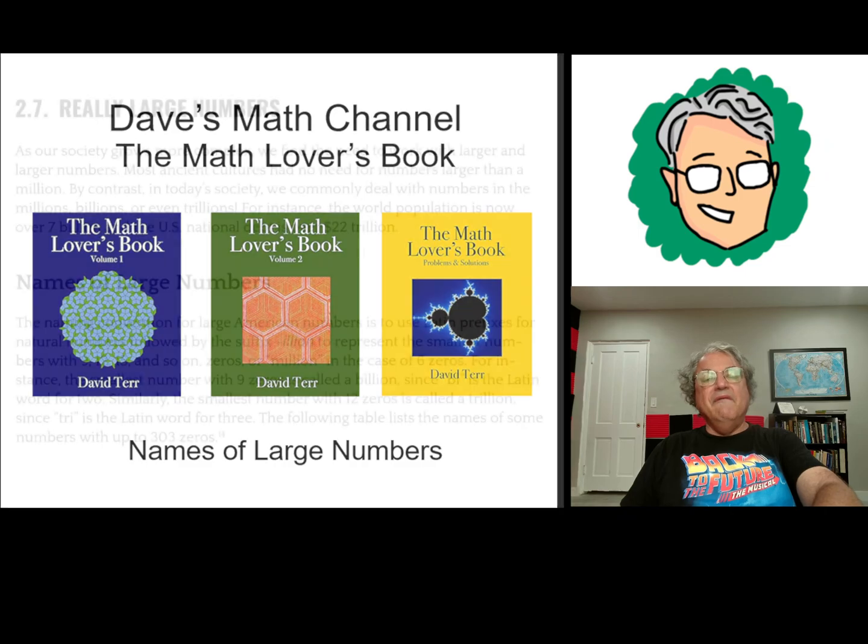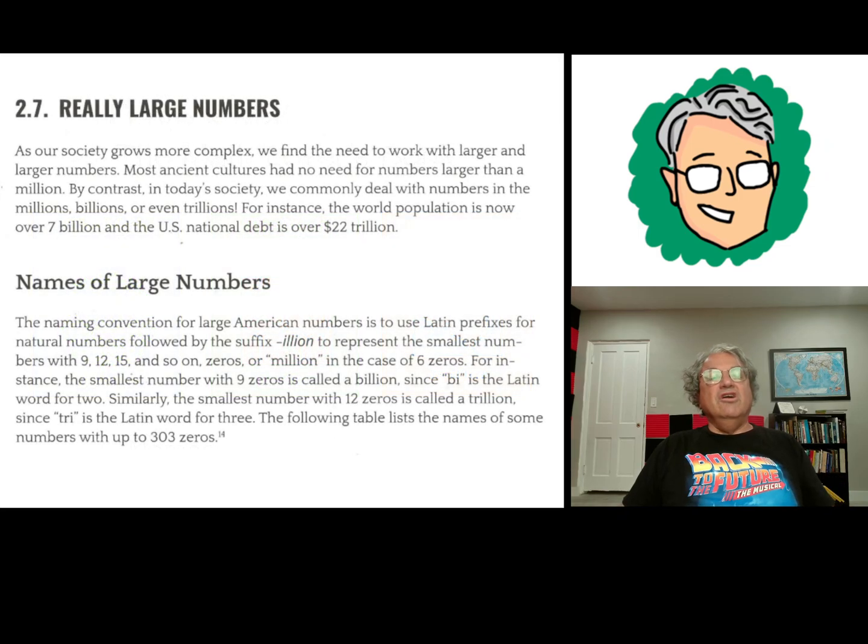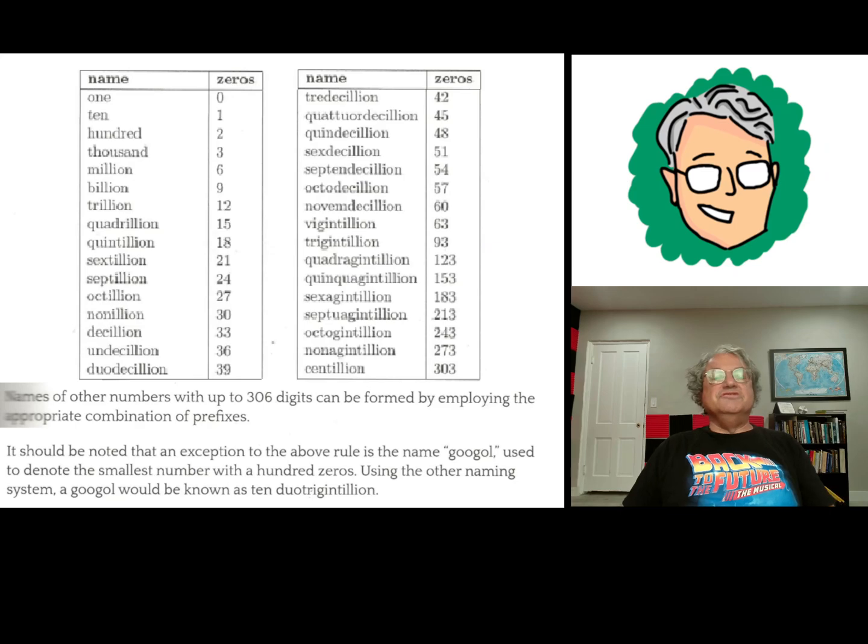So let's begin. You might be surprised to know that there's a standard nomenclature for names of numbers with up to 305 digits. Really, really big numbers. And I'm going to explain the system. Without further ado, here are names of numbers with a given number of digits, up to 303 digits, and you're probably familiar with the first few of these.